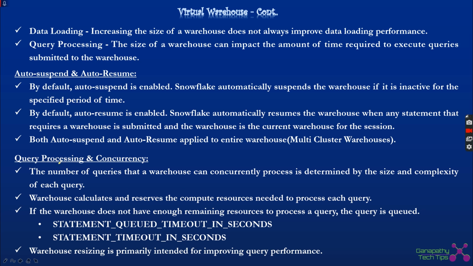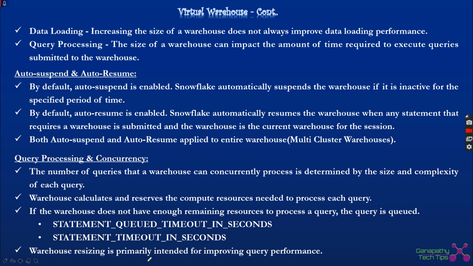In general, query processing can be improved using the scaling up mechanism. Concurrency is all about multiple users accessing the system, and the queuing we discussed. To avoid this, say I have a spare warehouse where my queued resources will be pulled in and processed. That type of mechanism is provided by horizontal scaling, using multi-cluster warehouses. So for user concurrency, we make use of the scaling out mechanism, which will pull the queued queries for processing.